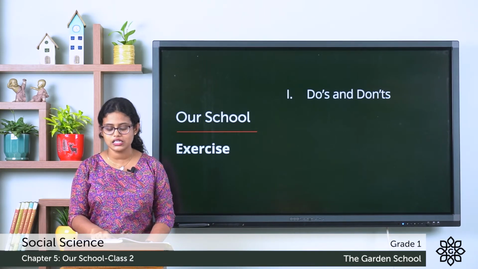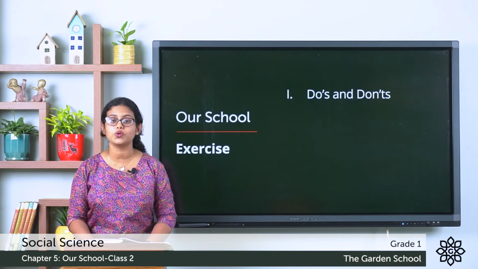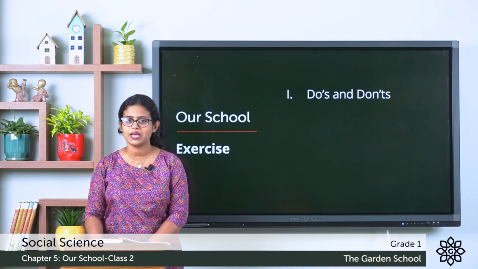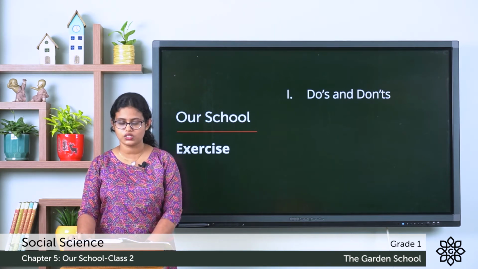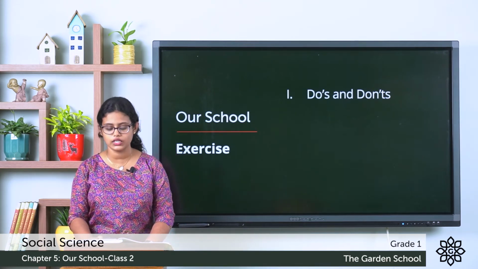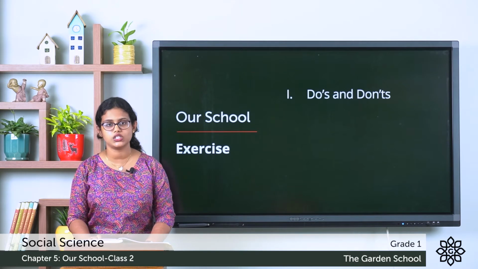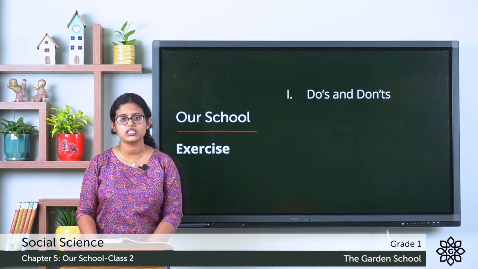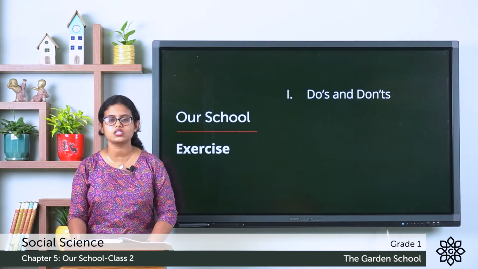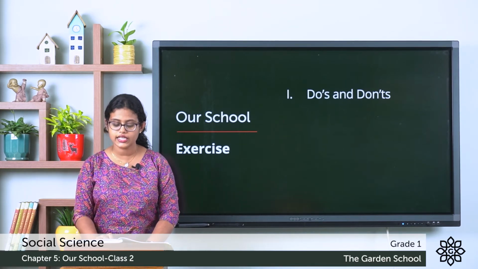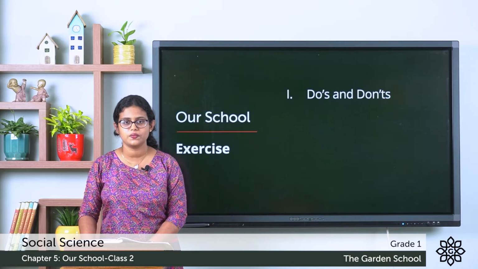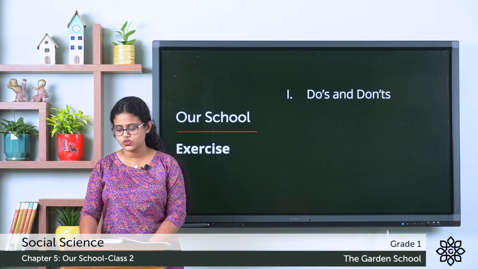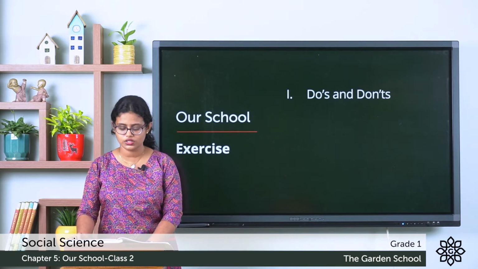The sixth one is help others whenever we can. You should always help each other whenever you can. So you can tick in that box. The seventh one is never listen to the teacher. It is not a good habit. You should always listen to the teacher. You have to put a cross in that box. The next one is respect our teacher. You should always respect your teachers. You have to put a tick in that box.